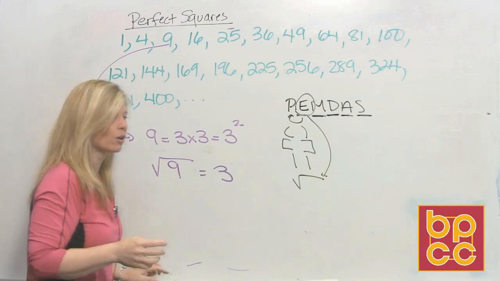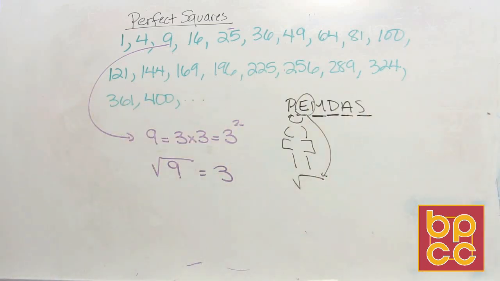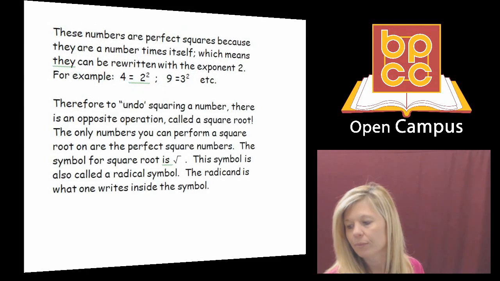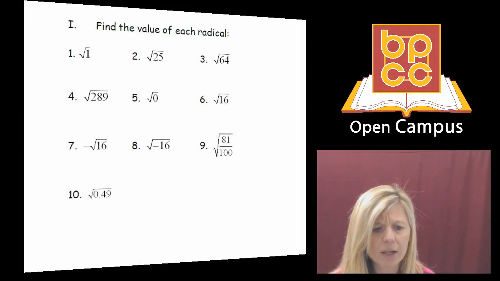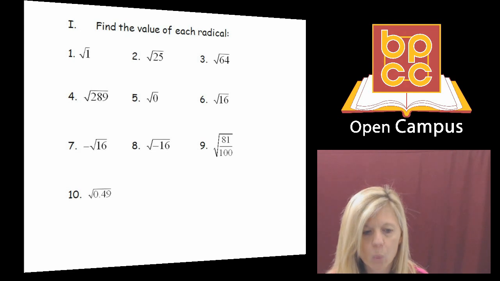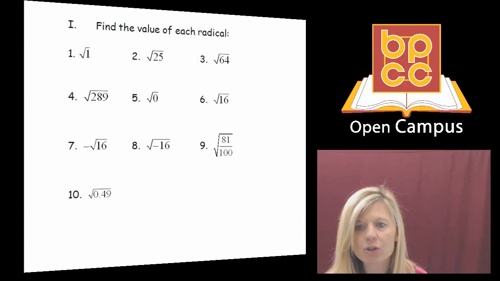Okay, let's look at our notes. So if you go to our notes, let's look at our first set of examples. Okay, there's no work here. All of those numbers on those examples are on our list. So when I say square root of 1, I'm asking you in words, what times itself is 1? What would you say? 1. Square root of 25, what times itself is 25? 5. Square root of 64, what number times itself is 64? 8. Square root of 289.